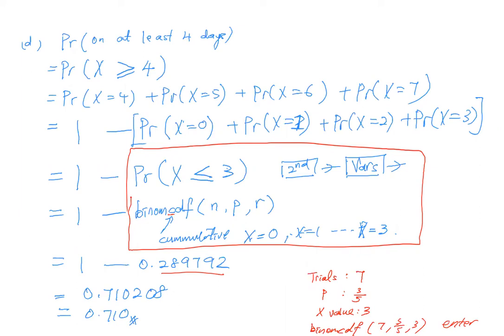Okay, so be very careful. PDF, particular value. CDF, from 0 right up to the value. That means it's for less than or equal to. Okay? Done? Okay, let's go to question 5.